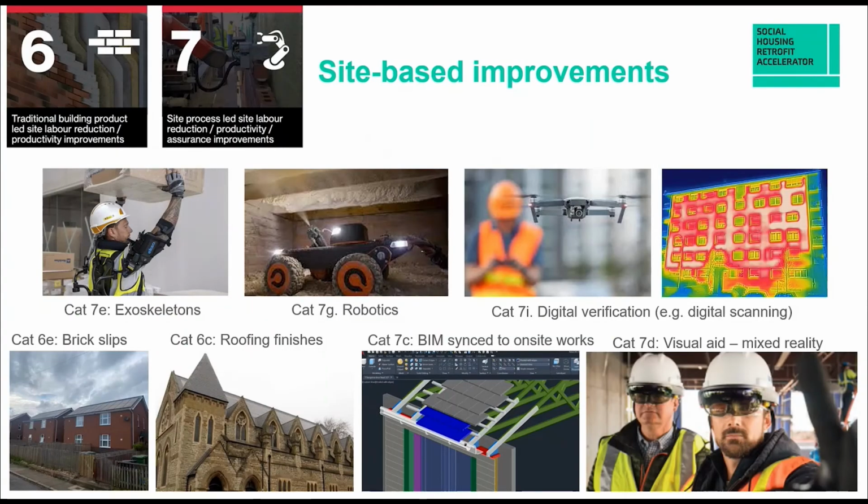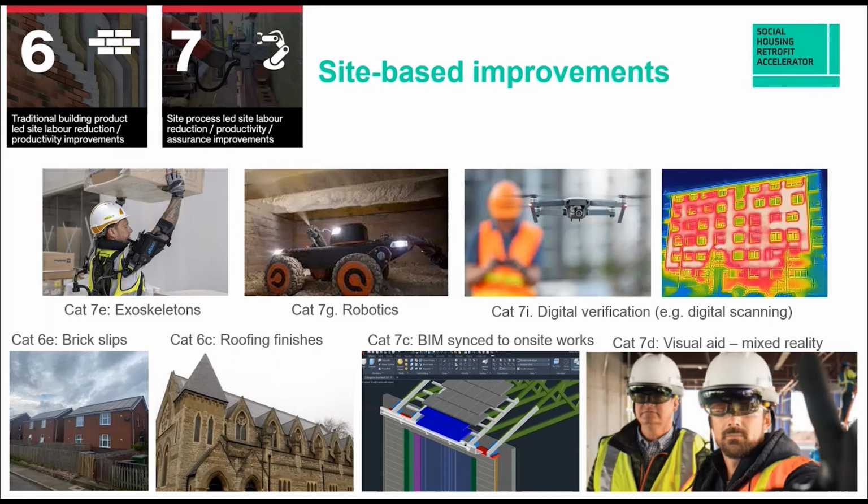Moving on to the site-based improvements of categories 6 and 7, these relate to building product and site process productivity improvements, respectively. 6 is basically the evolution of traditional building materials so they're quicker, easier and safer to install. This can typically involve either large format versions of traditional materials or materials that have been developed to be easier to install with less reliance on site labour. Good examples of Cat 6 that are applicable to retrofit include the image on the bottom left, site-applied brick slips, and modular integrated solar roof tiles by New Lock Roofing shown on this church.